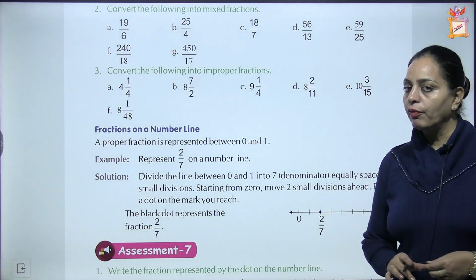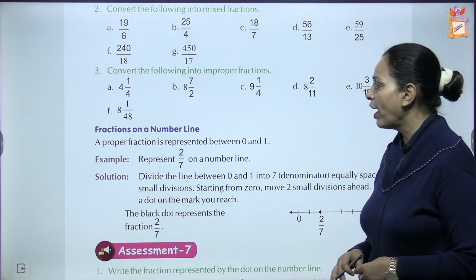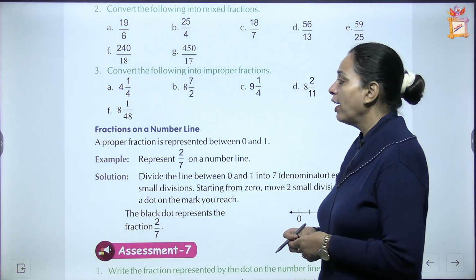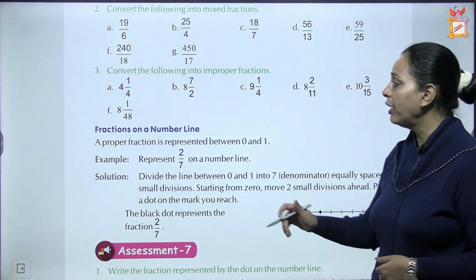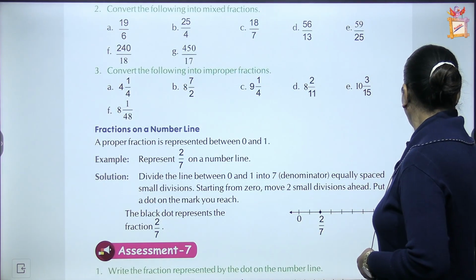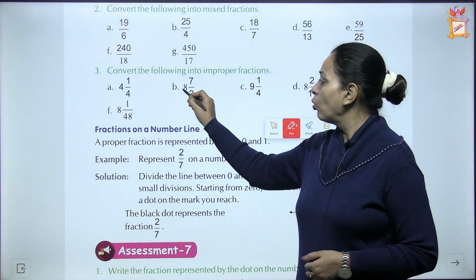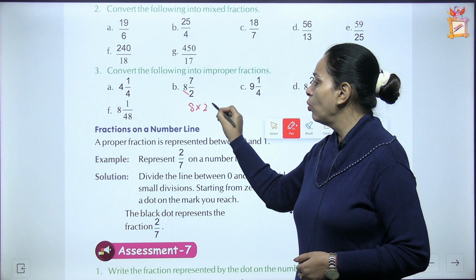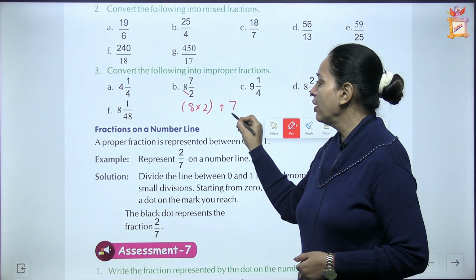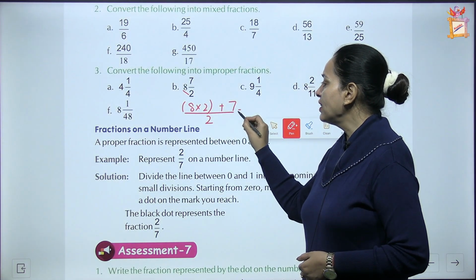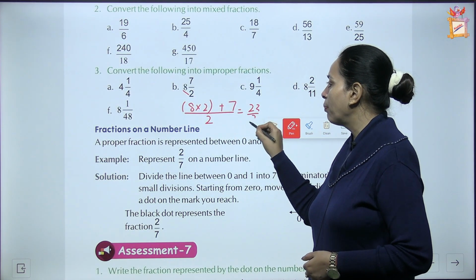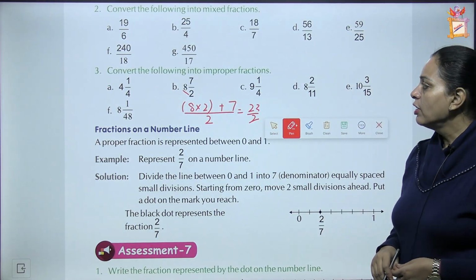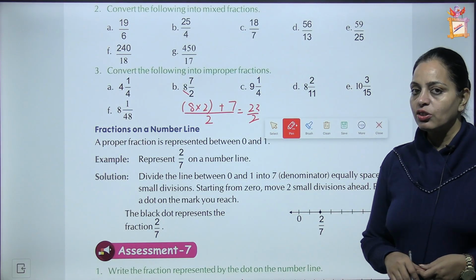The third one, convert the following into improper fraction. Mixed fraction given है, हमें change करना है improper में. Like B part, 8 whole 7 by 2. So 8 into 2 plus 7 upon 2. यानी 16 plus 7, 23 upon 2. Okay, so I hope this is clear to you.